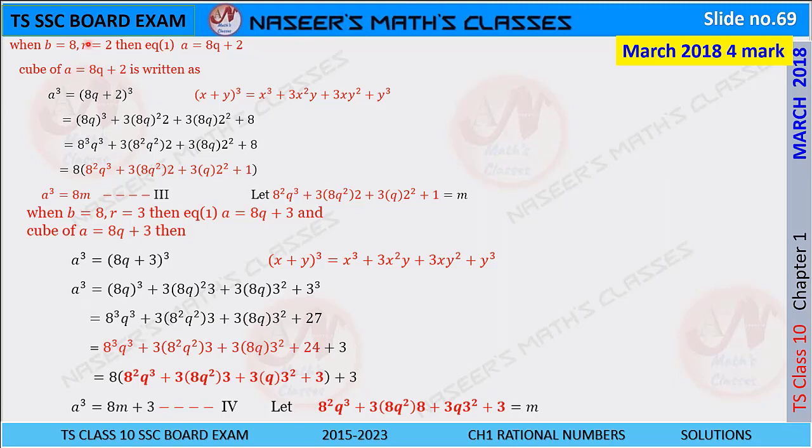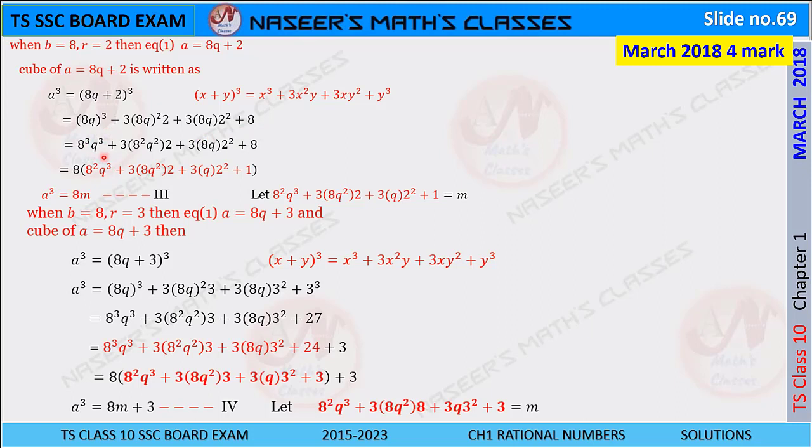Next we substitute b is equal to 8 and r is equal to 2 in equation 1. Then a is equal to 8q + 2. Then next we find the cube of a is equal to 8q + 2. Then it is written as a cube is equal to (8q + 2) whole cube. It is in the form of (x + y) whole cube is equal to x cube + 3x square y + 3xy square + y cube. By using this identity we can write it as (8q) whole cube + 3 times (8q) square times 2 + 3 times 8q times 2 square + 8.